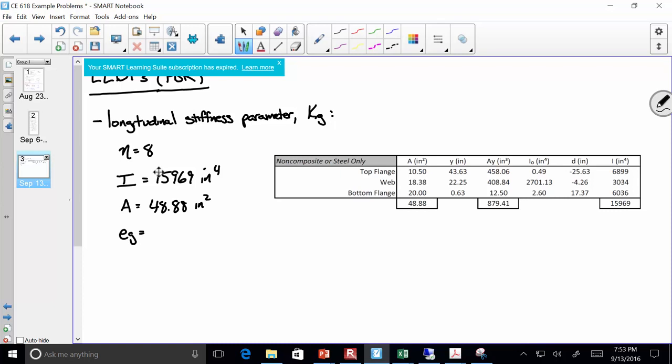Now, I'm going to write out the definition. You all have it on your slides, but I'm going to go ahead and do it again. All right? EG is defined as the distance from the center of gravity of the beam to the center of gravity of the slab. Okay? So, what do I mean by that?